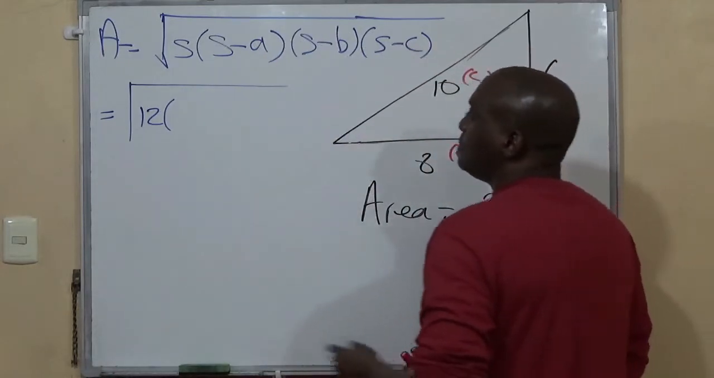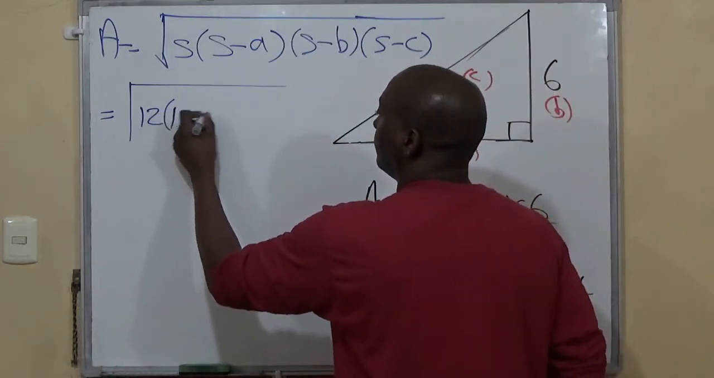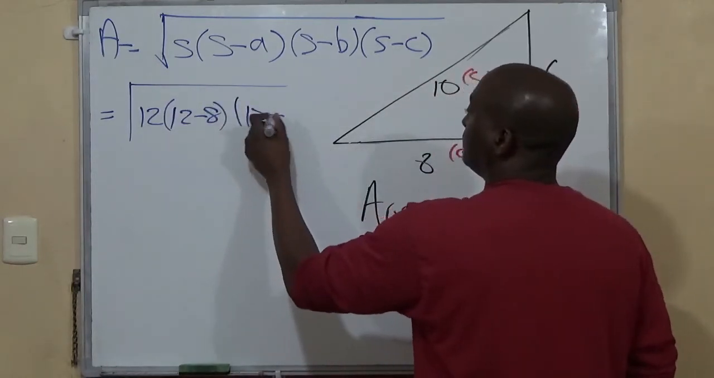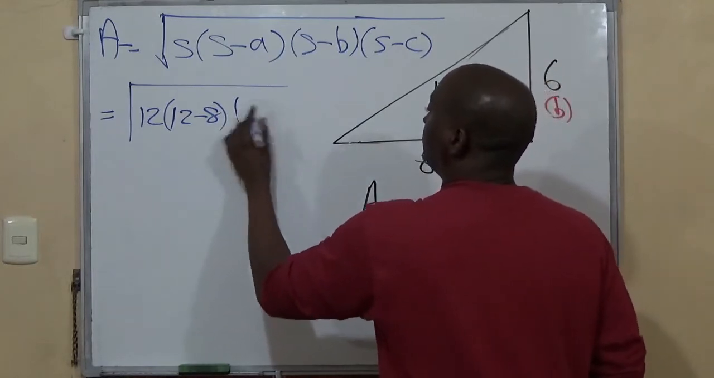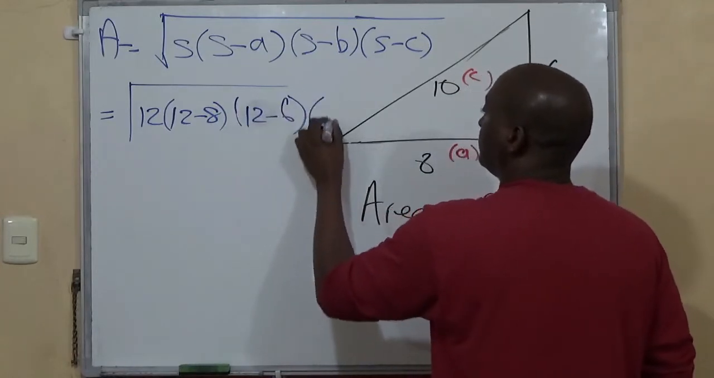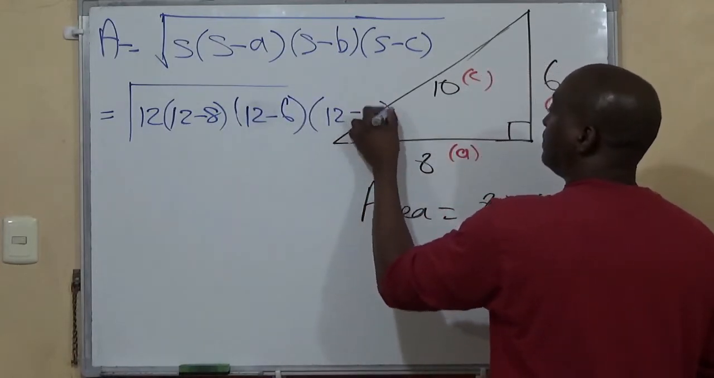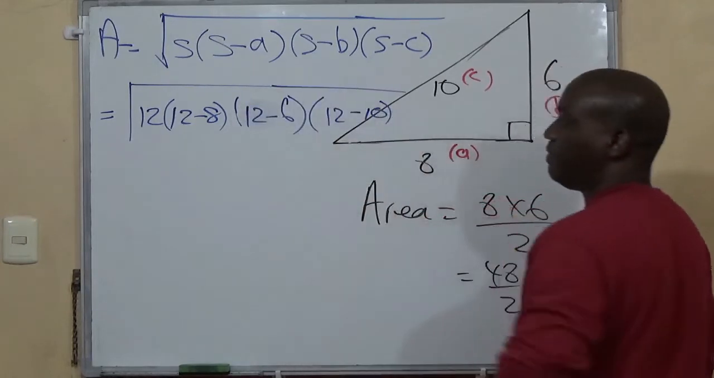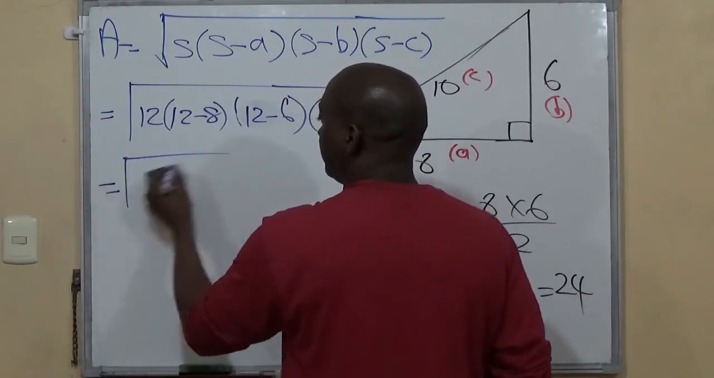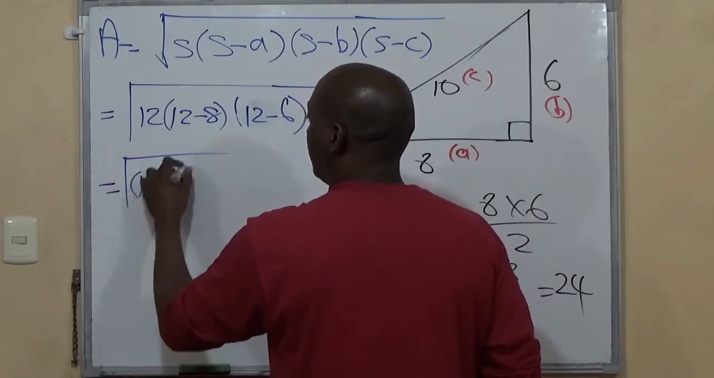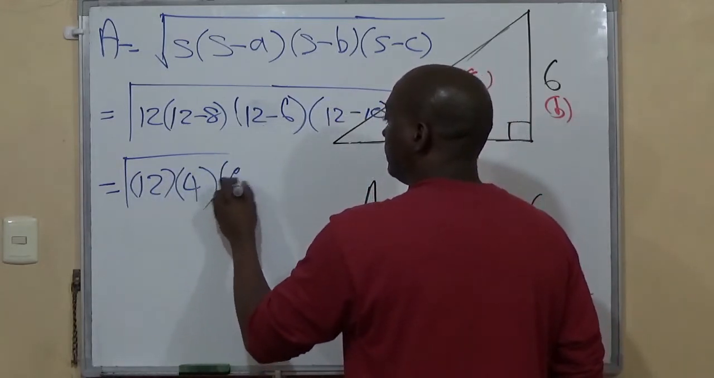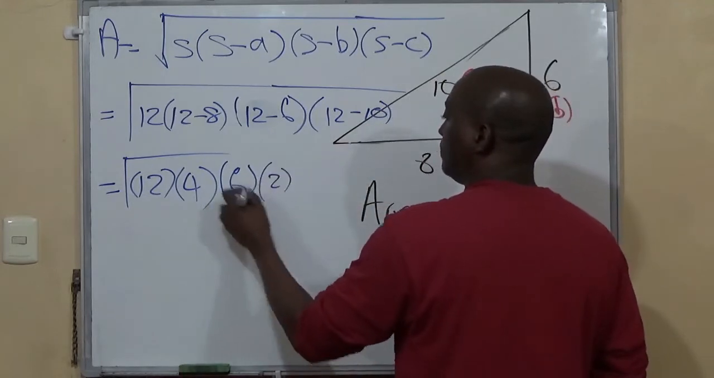Alright, so this is 12 by 12 minus 8, s minus a, into 12 minus b, 12 minus 6, into 12 minus c, 12 minus 10. That's Heron's formula right there for this triangle. So this will be the square root again of 12, 12 minus 8 is still 4, 12 minus 6 is 6, and 12 minus 10 is 2.